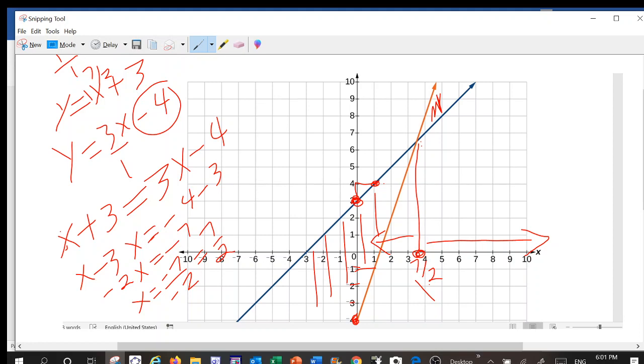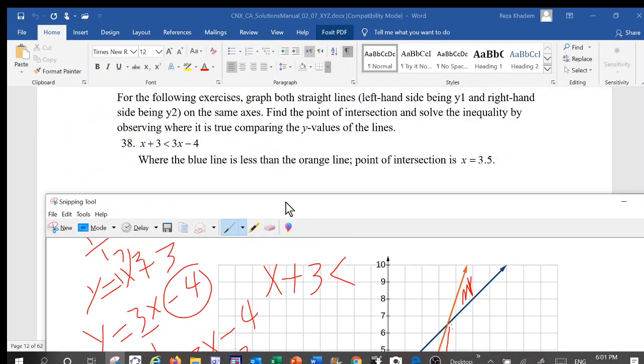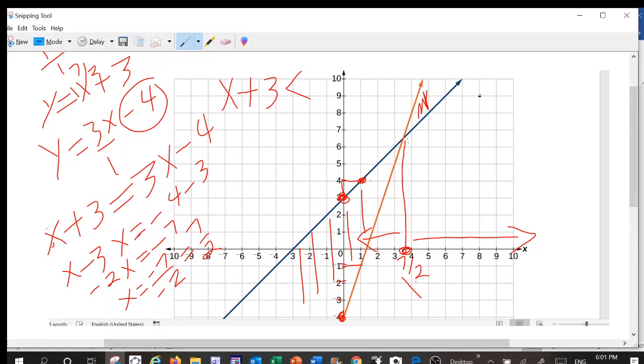So the inequality that we wanted was x plus 3 less than, again I forgot, was it less than or equal to? No, just less than. We wanted x plus 3 to be less than 3x minus 4. That means we don't want this point itself, because at this point the two sides are equal. So that means the solution is just 7 over 2, not including, and then all the way to infinity, right?